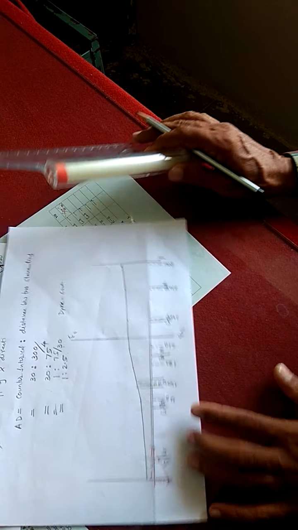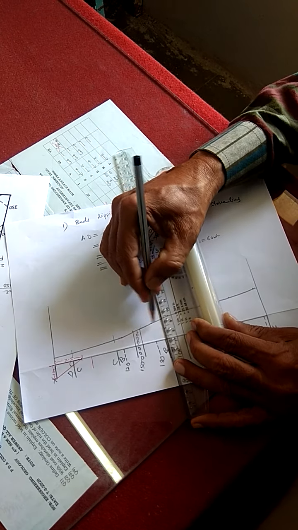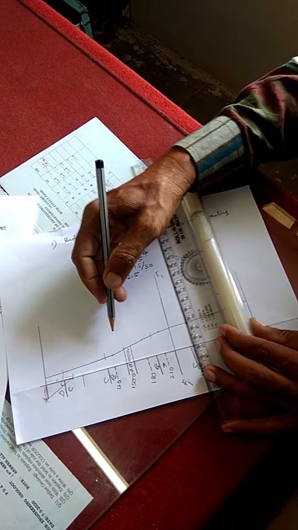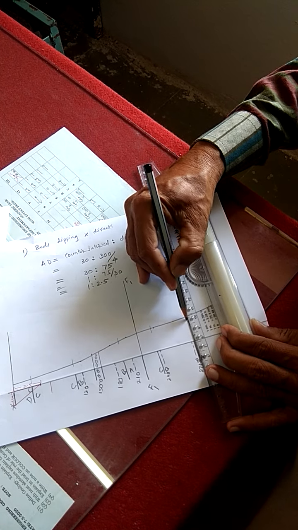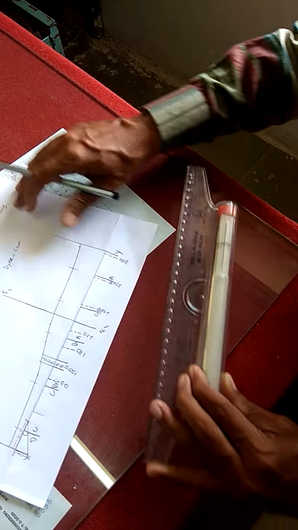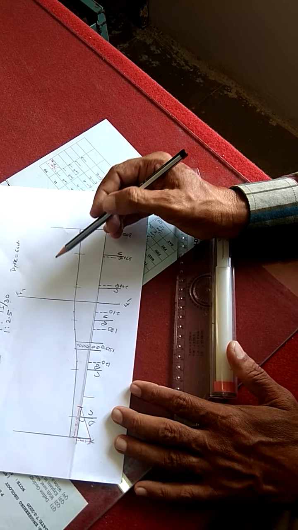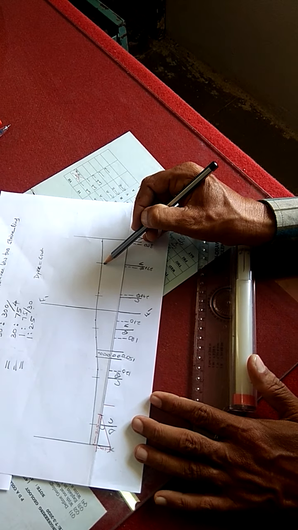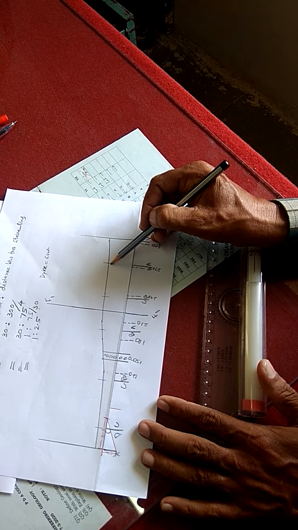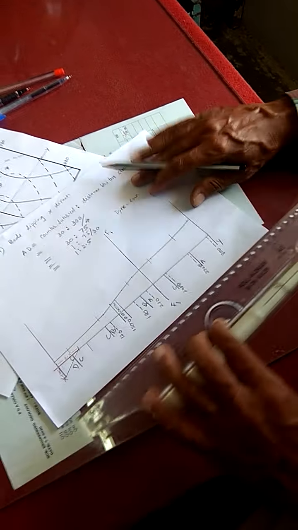Then I have to mention the bedding planes on the profile. You see friends, either side of the fault plane, left side you got 3 bedding planes, right side you got 2 bedding planes. All bedding planes are parallel to the dip inclination, and then you have to draw them.